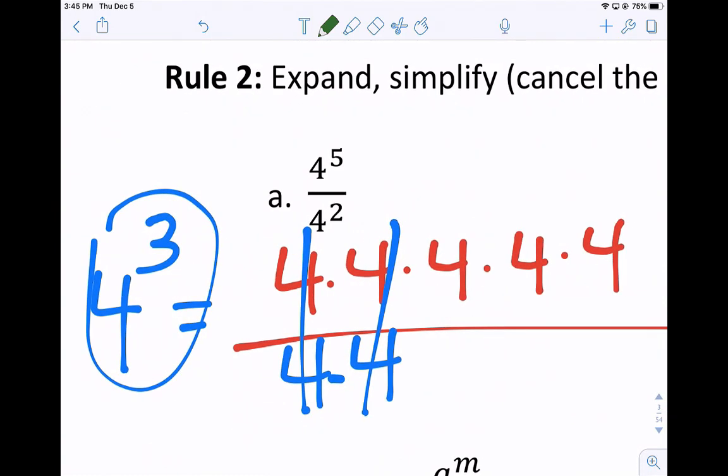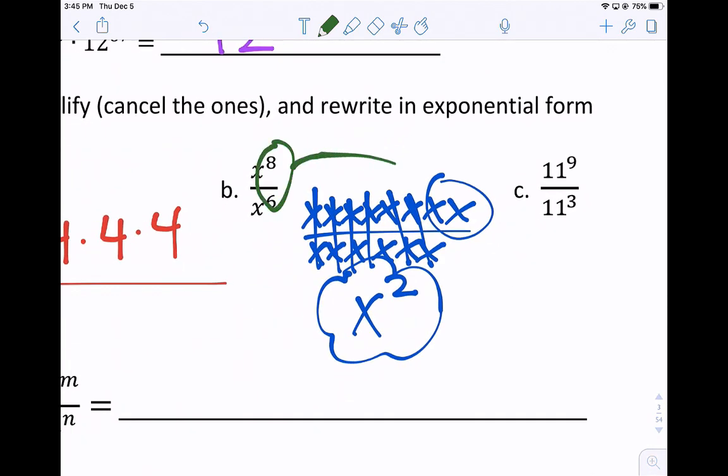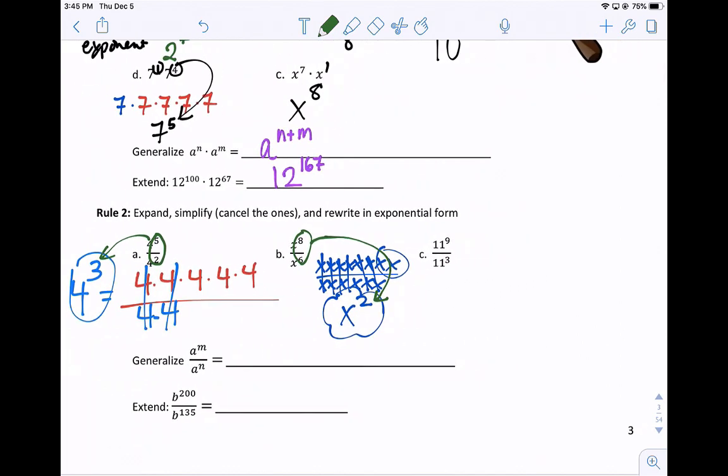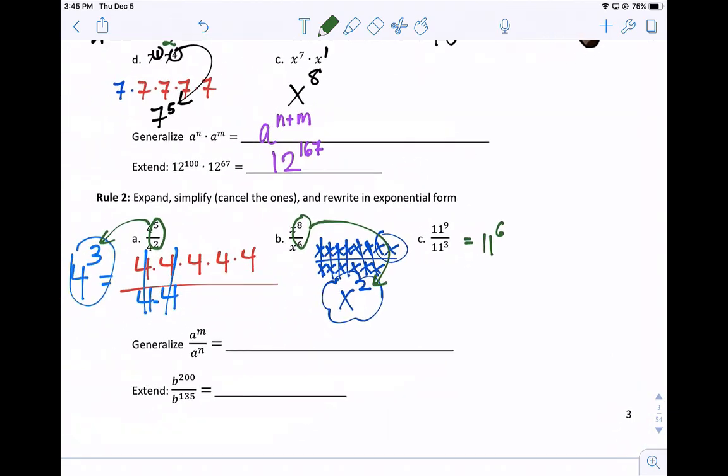So the question is, how can you take the 5 and the 2 and get the 3? How can you take the 8 and the 6 and get the 2? And the answer is you can subtract them. So if we take 9 minus 3, we will get 11 to the 6th power, because you would cancel 3 from the top and the bottom, and you would have 6 left on the top.